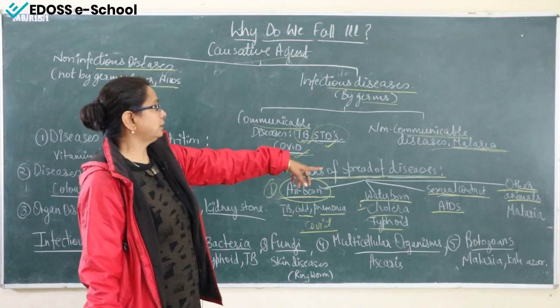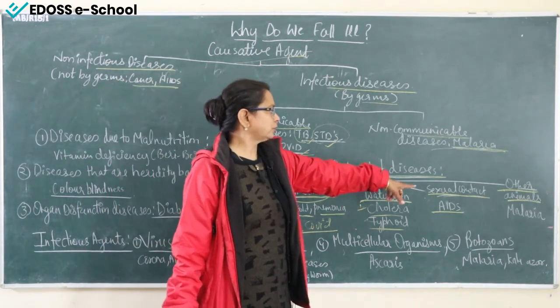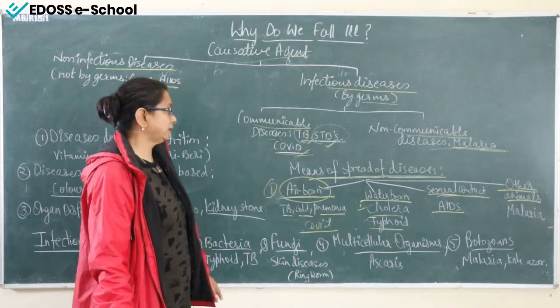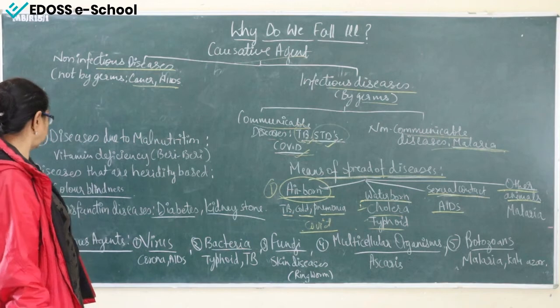So how is the disease spread? Through air, then water, sexual contact and other animals. These are the means through which the diseases could be spread.